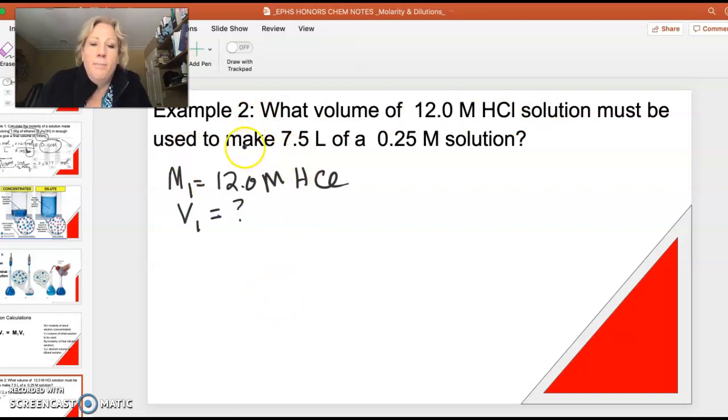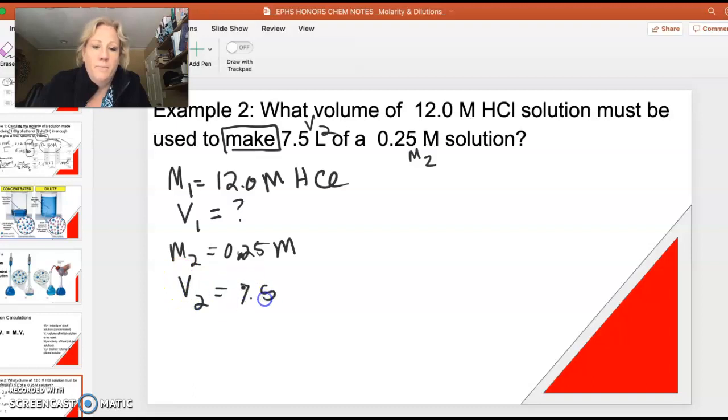And then I'm trying to make. Make is a keyword that tells me these are my 2s. So this is my M2 and this is my V2. M2 is 0.25. I'm trying to make a much less concentrated solution, so I'm going to make a lot of it too, like maybe I'm making it for a lab or something.